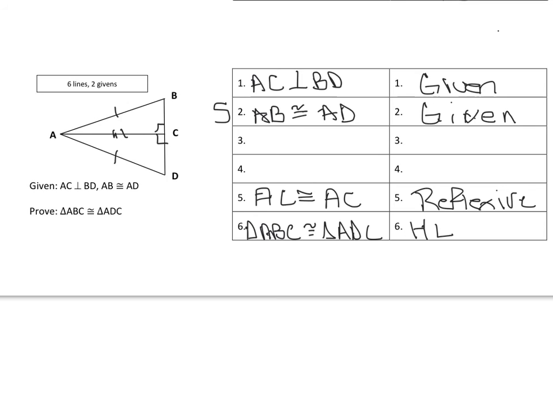With these, when you have right triangles, you need to look ahead so you know whether or not you're using hypotenuse leg or you're going to use one of your other postulates. Because when you use hypotenuse leg, you not only have to prove that your two sides, the hypotenuse and the leg, are congruent, but you've also got to prove that the triangles are right triangles. And that's where the AC perpendicular to BD comes into play. So now I need to finish off my proof by proving that.